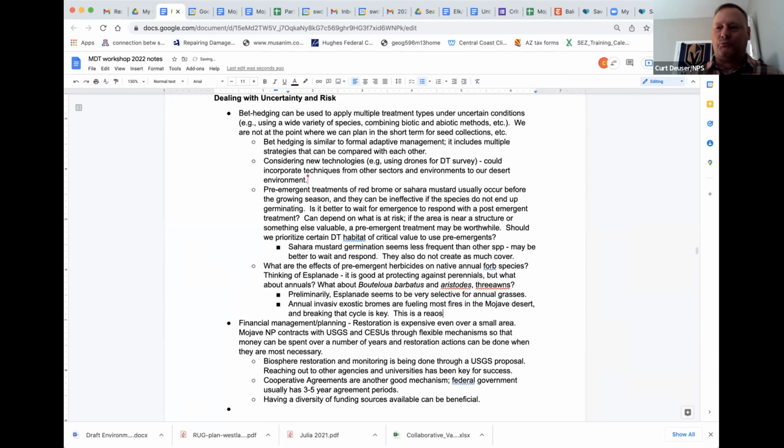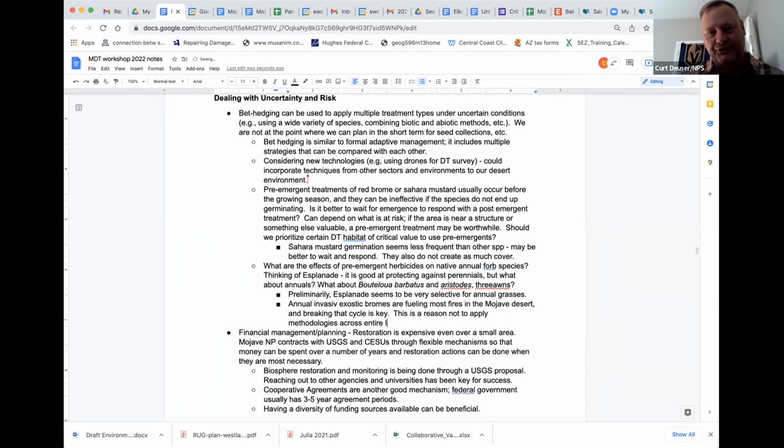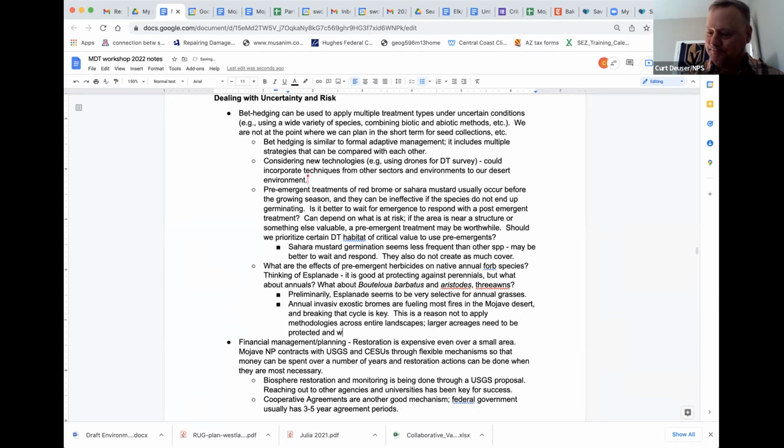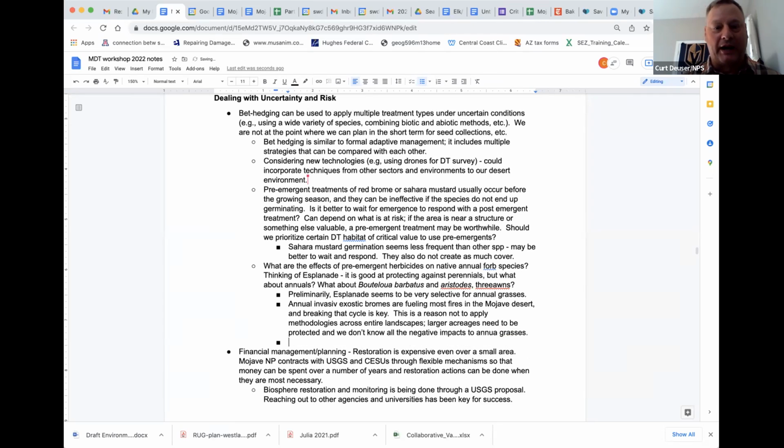I think it's more important to be strategic, in corridors and smaller acreage, to protect the larger acreage, just because there could be unknown negative impacts to these other annual grasses as well. But they do have tolerance. They've developed a lot of research on what native annuals, and I believe grasses, are included in that tolerance to indaziflam.